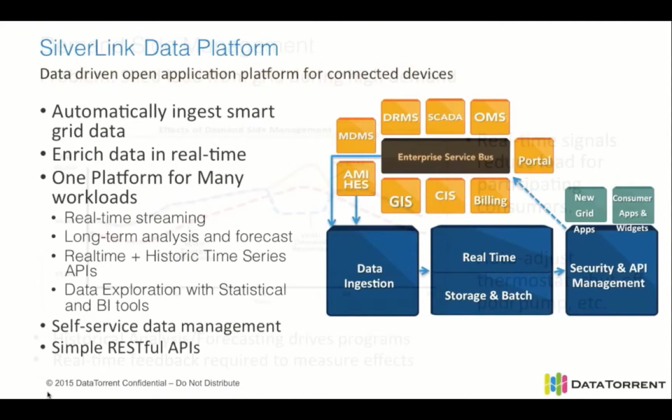Once we do all that, we make the data available via a secure API layer, and offer each of the operators the ability to self-service manage their data and authorize different applications to attach to that data.